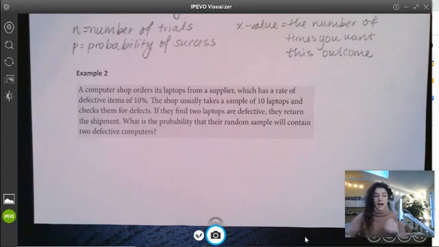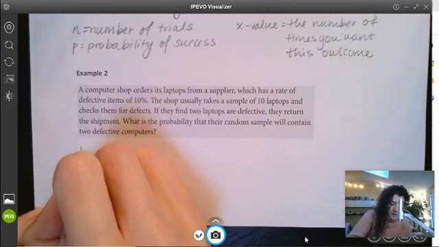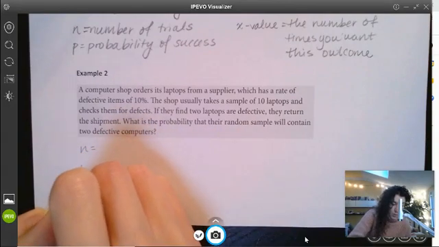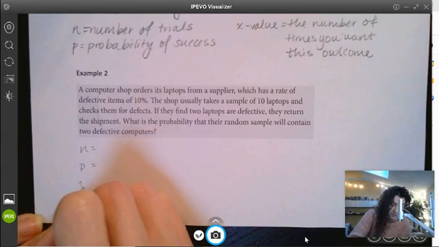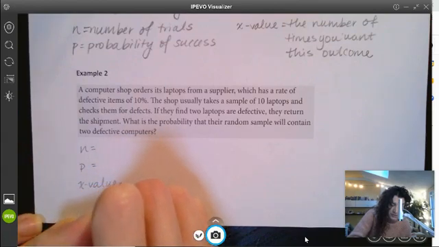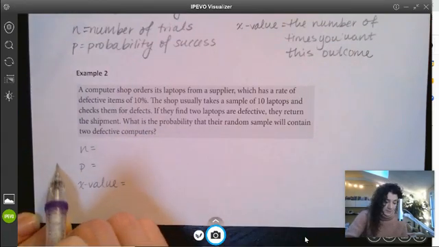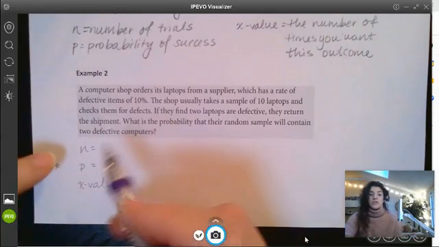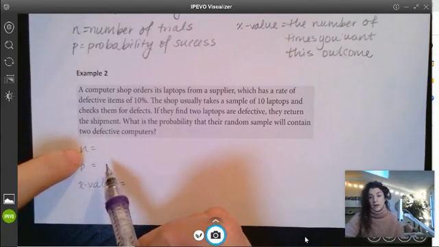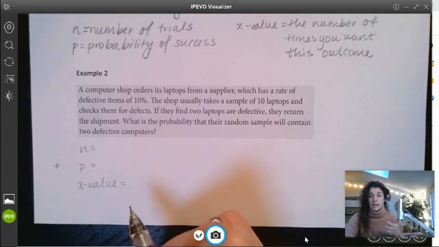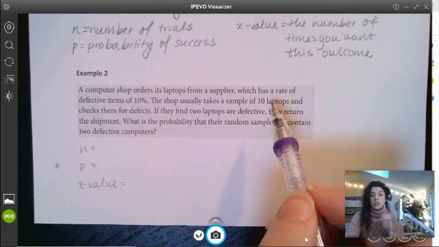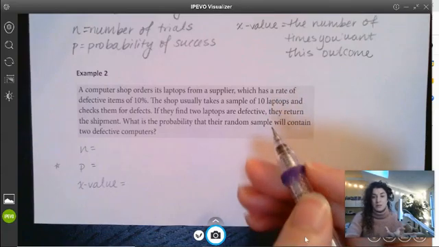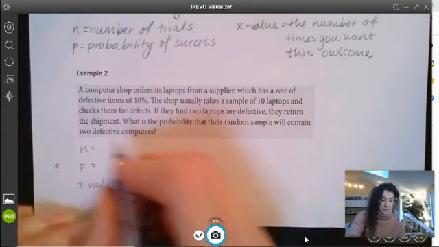So I want you to tell me what we plug in for n in our calculator, what we plug in for P, and what we plug in for the X value. Remember that n is the number of trials, the number of times that we're looking at this situation. The sample included 10 laptops, so we're checking this 10 separate times, which means our number of trials is 10.